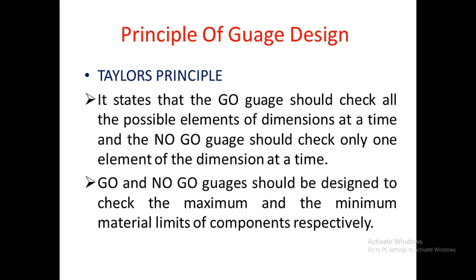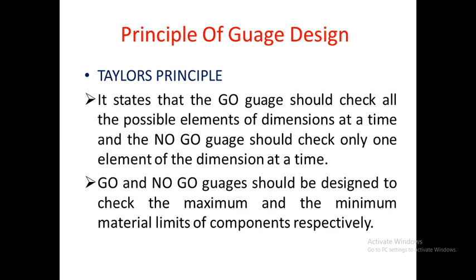Go and no go gauges should be designed to check the maximum and minimum material limits of the components respectively. This was also explained in the previous lecture that go gauges are always used to check the maximum material condition for the hole as well as the shaft, whereas no go gauges are used to check the sizes corresponding to minimum material condition for the hole as well as the shaft.